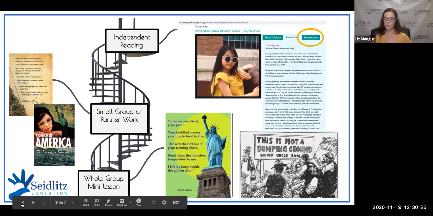Perfect. And then when it comes to sentence stems, there was somebody who was asking if you could share some examples of some stems or talk about where you might find a good collection of stems.